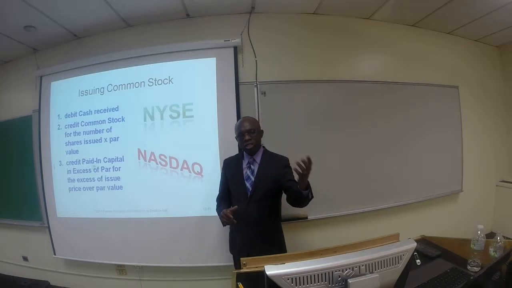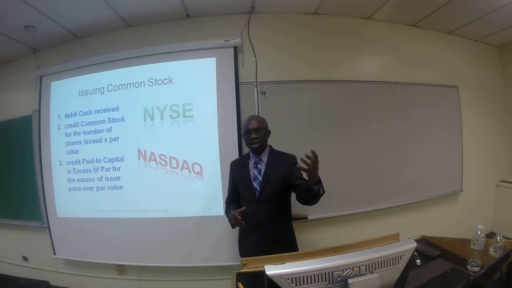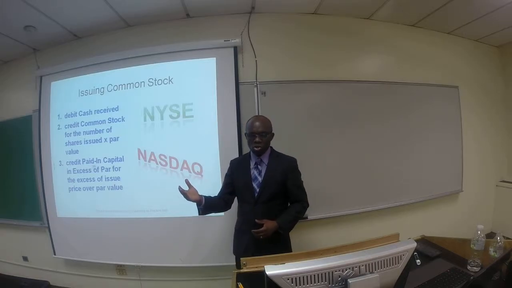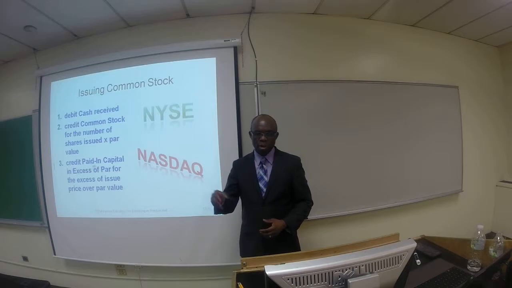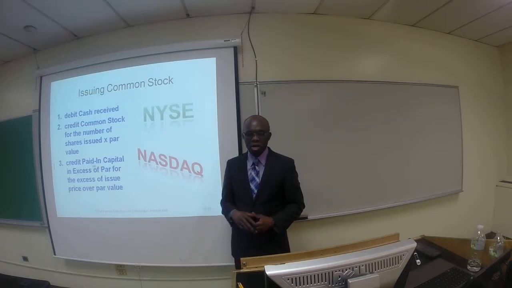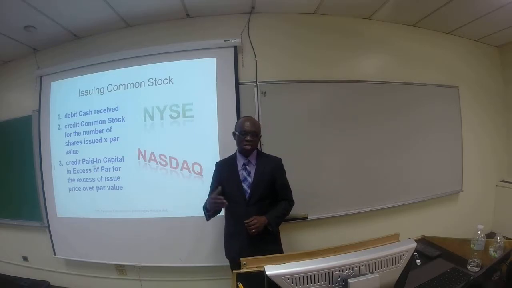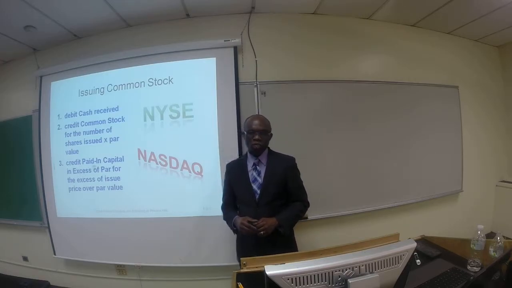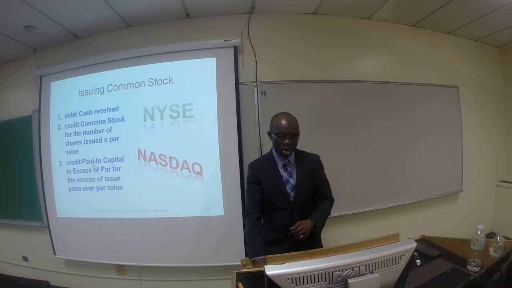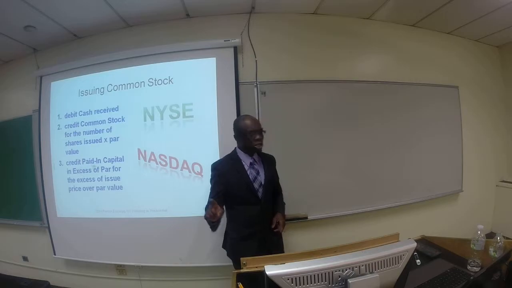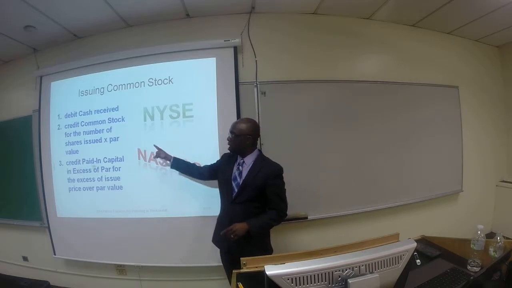Number one, we debit the cash that we receive, or any other asset that we receive for that matter. We credit common stock for the number of shares issued multiplied by the par value, and we credit paid-in capital in excess of par for the excess of issue price over par value. We are going to talk a little bit more about that in a minute. But I just want to bring something to your attention at this point, which is par value.